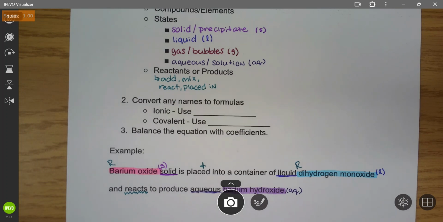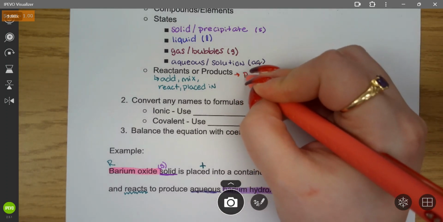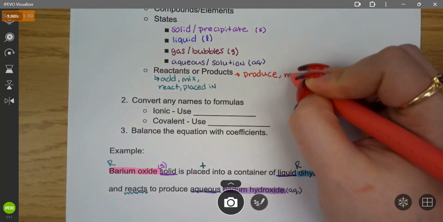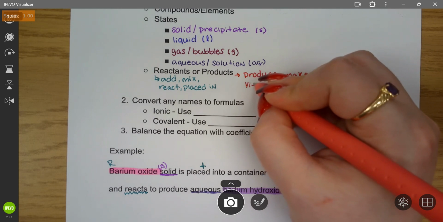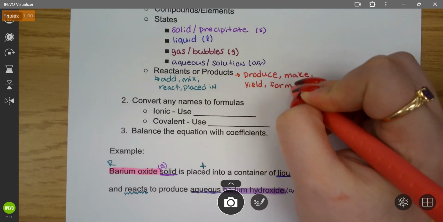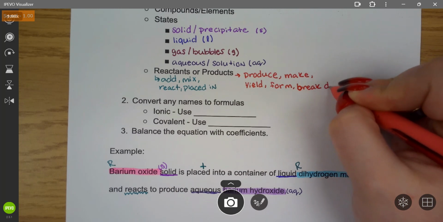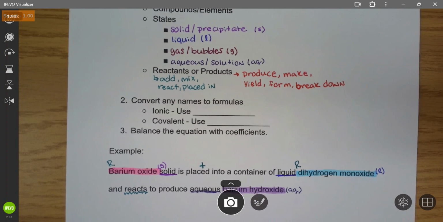For products, that'll be anything after these words, typically. Things like produce or produced, makes or make, yields or yield, form, or even if you have a decomposition reaction, breaks down. All of those are good signs that whatever you have next is a product. It is something that's being made.